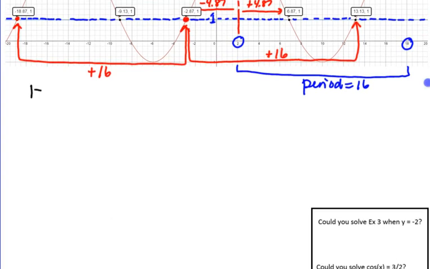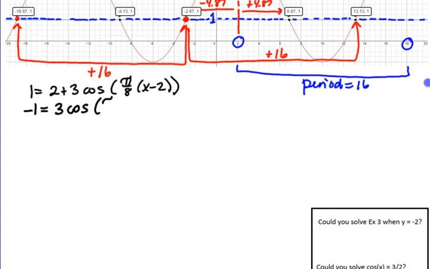The equation is 1 equals 2 plus 3 cosine pi over 8 times x minus 2. The first thing we're going to do is subtract 2 from both sides. That would give me negative 1 is equal to 3 cosine pi over 8 times x minus 2. The next thing we're going to do is divide by 3. So we have negative 1/3 is equal to cosine pi over 8 times x minus 2.